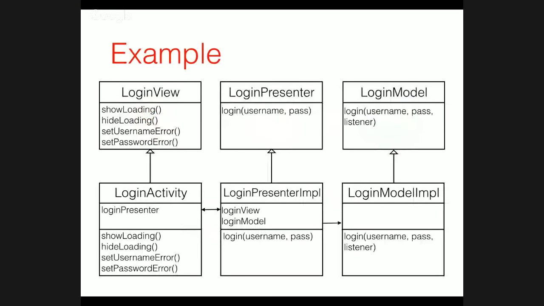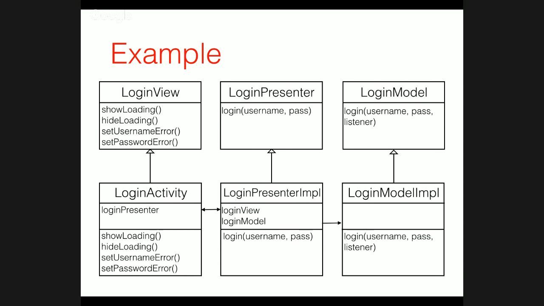This is a graph that shows an example of a class diagram for the logging screen. Basically, the important thing to note here is that we have an interface that defines each of those three roles, an interface for the view, for the presenter, and for the model. And we have an implementation that implements it. Why do we do it that way?